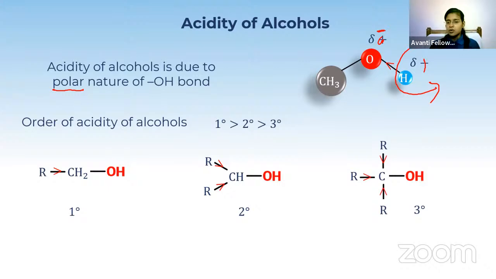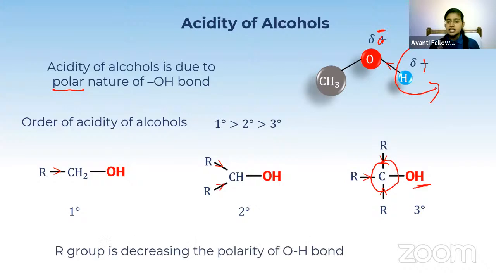So the carbon will become more electron rich here, and it will not allow this hydrogen to come out. Okay, it means that it is the least acidic. Got it? So the R group is decreasing the polarity of the OH bond. If the R groups are more, then the OH bond polarization is less. So the hydrogen cannot come out easily from the tertiary alcohol. Okay, clear? So primary alcohol is more acidic than secondary alcohol, then tertiary alcohol.